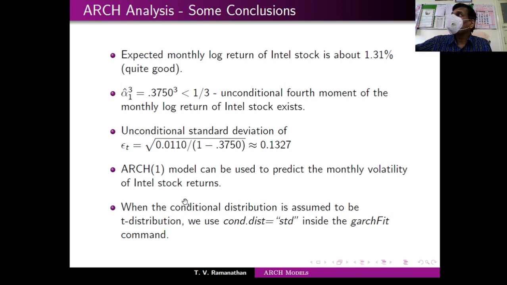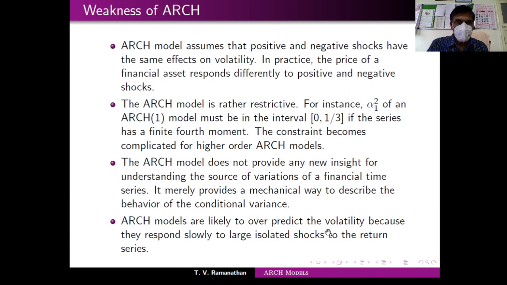Now, somebody asks you how much variation will be there in the price of the stock. So we can say sigma t square can be predicted even in advance. That's the volatility prediction. Now, instead of the normal, in the GARCH fit command, if you don't write anything, it will be normal. If you write conditional distribution is student t, STD stands for Student's t, so you can use a Student's t distribution, etc.